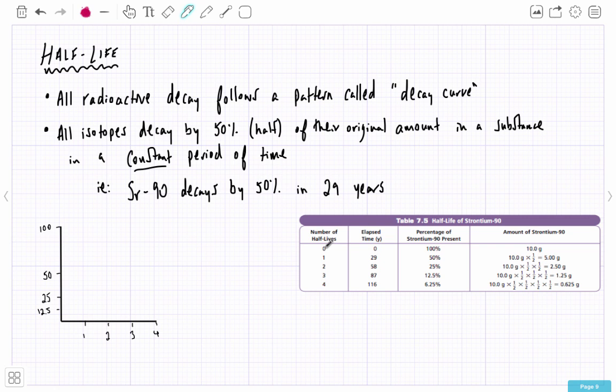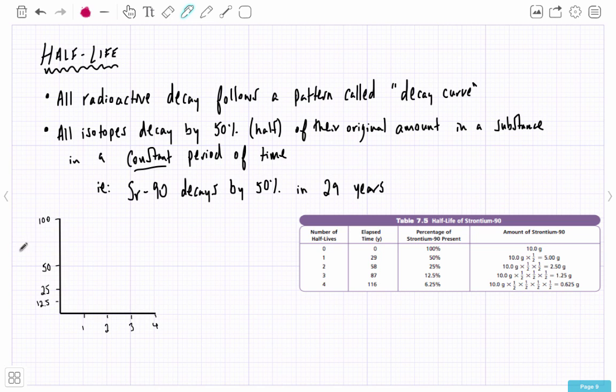And so in this chart you can see 0 half-lives will be 0 years, there will be 100% strontium-90 present. After 1 half-life, which is 29 years, there will be 50% of strontium-90 remaining. After 2 half-lives, which is 58 years, there will be 25% remaining. 3 half-lives, 87 years, 12.5% remaining, and after 4 half-lives, which is 116 years, only 6.25% of that original strontium-90 is remaining. This is really simple to draw in these decay curves.